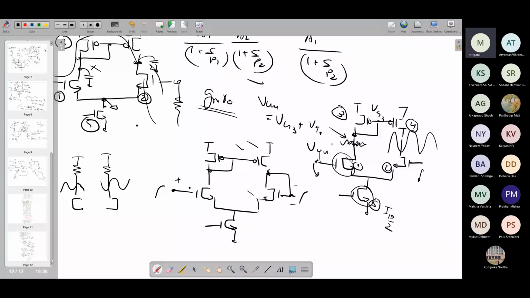Because if it goes higher than that, then M1 will be entering into triode region. M3 is anyway always in saturation. If you increase the gate voltage of M1 too much, eventually it will go higher than VG3 plus VT1, and then M1 will enter into triode. Is that clear?